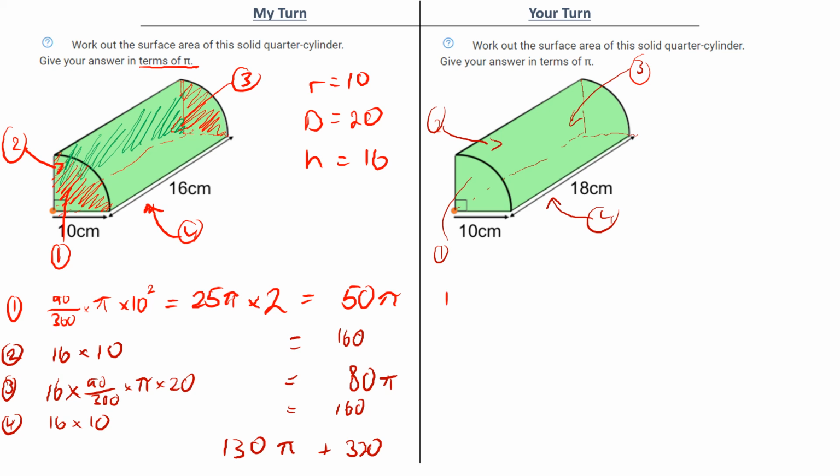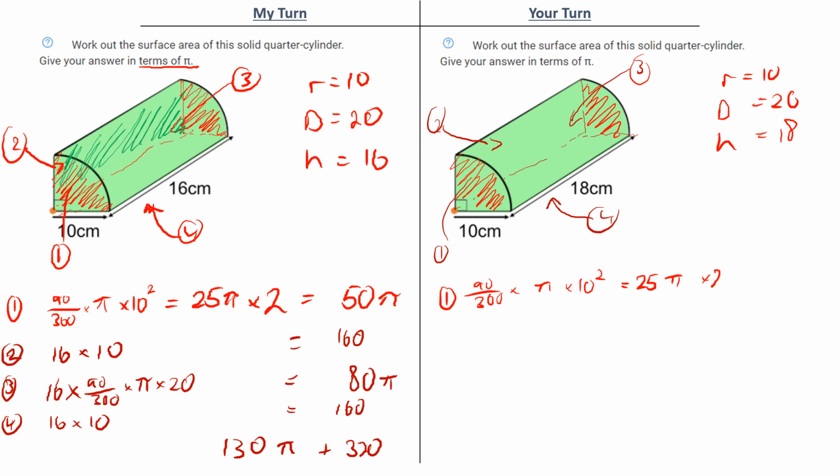Okay, so let's find the area of the quarter circles. It's going to be 90 over 360 times pi times radius squared. So our radius is 10, diameter 20, height is 18. That's a quarter of 100 again, so that's going to give me 25 pi. Again, we're going to double it because we've got 2 identical quarter circles, which is equal to 50 pi.